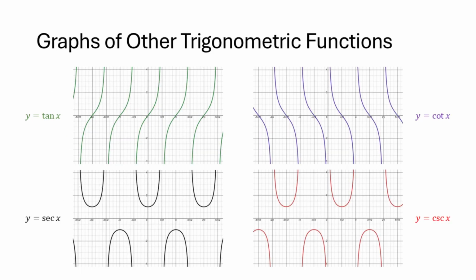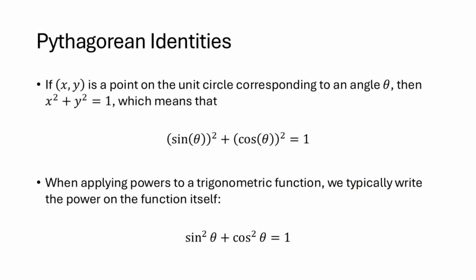Similarly, we can graph the other 4 trigonometric functions, tangent, cotangent, secant, and cosecant, and we could talk about domains and asymptotes and things like that here, but we'll just suffice to take a look at the graphs here and notice some patterns and notice some similarities between them. Something else that's good to know about our trigonometric functions is identities.